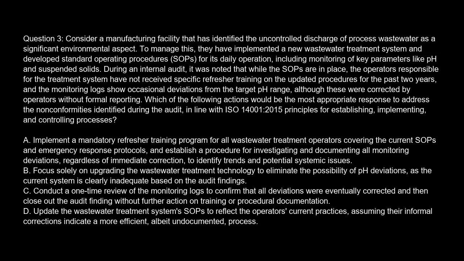Focus solely on upgrading the wastewater treatment technology to eliminate the possibility of pH deviations, as the current system is clearly inadequate based on the audit findings. Option C. Conduct a one-time review of the monitoring logs to confirm that all deviations were eventually corrected, and then close out the audit finding without further action on training or procedural documentation. Option D. Update the wastewater treatment system's SOPs to reflect the operators' current practices, assuming their informal corrections indicate a more efficient, albeit undocumented, process.